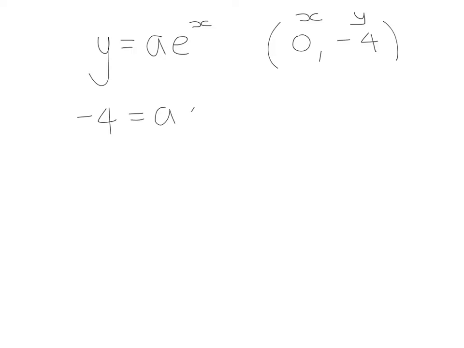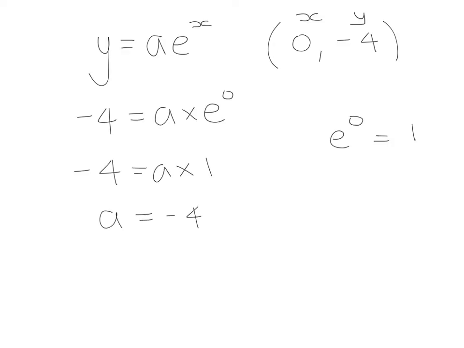Okay, so we'll start with writing the function. a times e to the x, and we have the point (0, -4). So again, 0 is our x, and y is our -4. So we sub in. So we have -4 is equal to a times e to the 0, and over at the side we'll just say, remember that anything to the power of 0 is 1, so e to the 0 is going to be 1. So we're going to have -4 is equal to a times 1, so a is just -4.